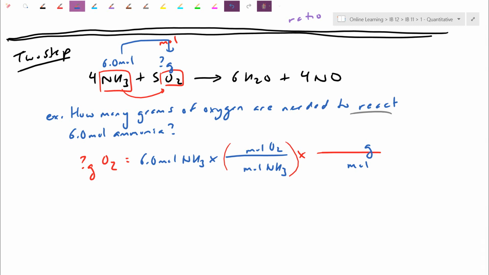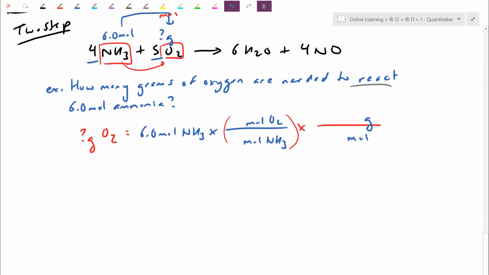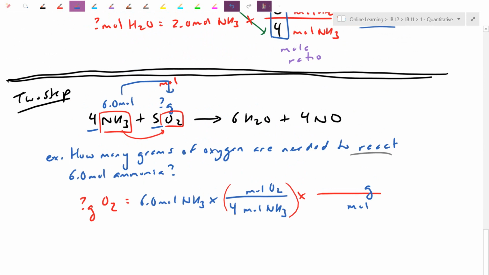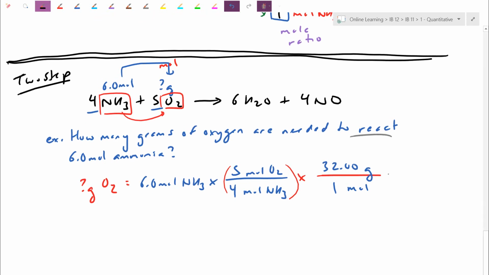So let's just try it out here. The new conversion: in the balanced equation, when there's a 4 in front of NH3, there should be a 5 in front of oxygen. Once we're at oxygen, I don't really care anymore. I just say, well, 1 mole, the molar mass of oxygen is going to be 32.00. Numbers on top you multiply, on the bottom you divide. So I'm going to go 6 times 5 times 32 divided by 4. Again, keep track of your sig figs here. I'm getting that it would actually need 240 grams of oxygen.